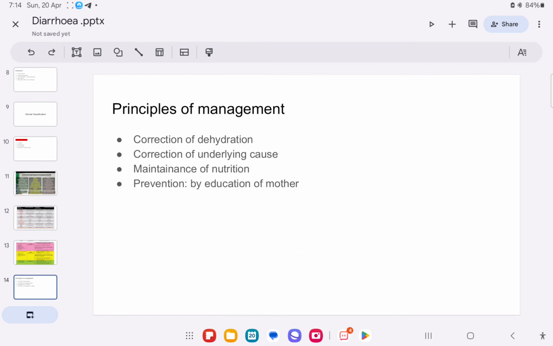In the management of diarrhea, there are 4 basic principles you have to take care of during management. First step is correction of dehydration. Next step is correcting the underlying cause which is triggering diarrhea. Then maintenance of nutrition so that the patient does not precipitate diarrhea. Fourth is prevention of incidents by educating the mother.